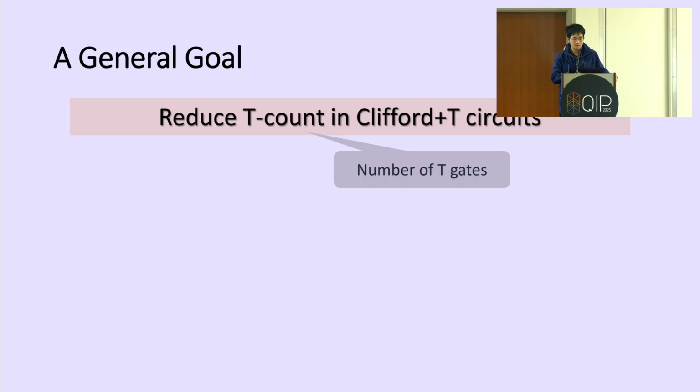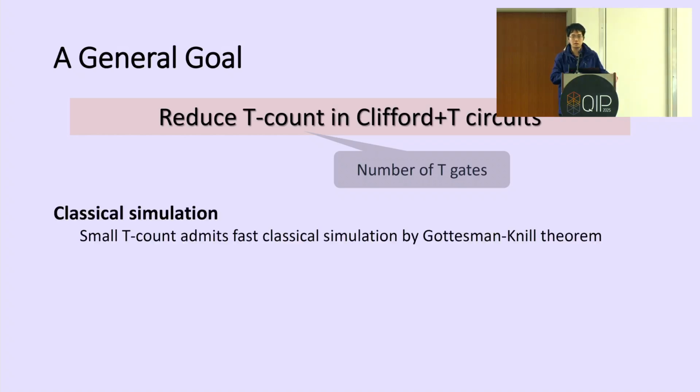Okay. In the study of Clifford plus T circuits, a general goal is to reduce the T count, that is the number of T gates in the circuit. This comes with 3 motivations. The first one is regarding classical simulation, the Gottesman-Knill theorem that I've just mentioned, meaning that if you have a quantum circuit that consists only of Clifford plus T gates, and you have a small number of T gates, then you can run this algorithm, and the runtime will be pretty fast on a classical machine. So this is pretty good if you don't have a quantum computer.